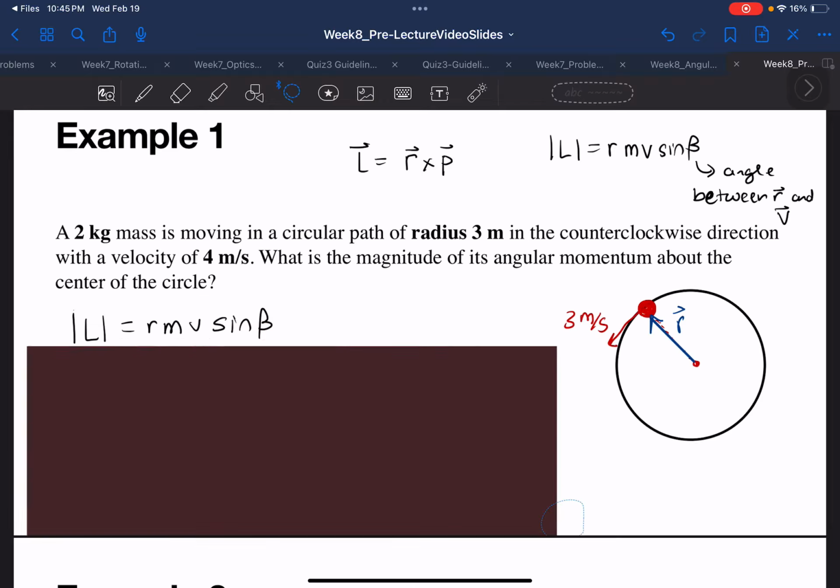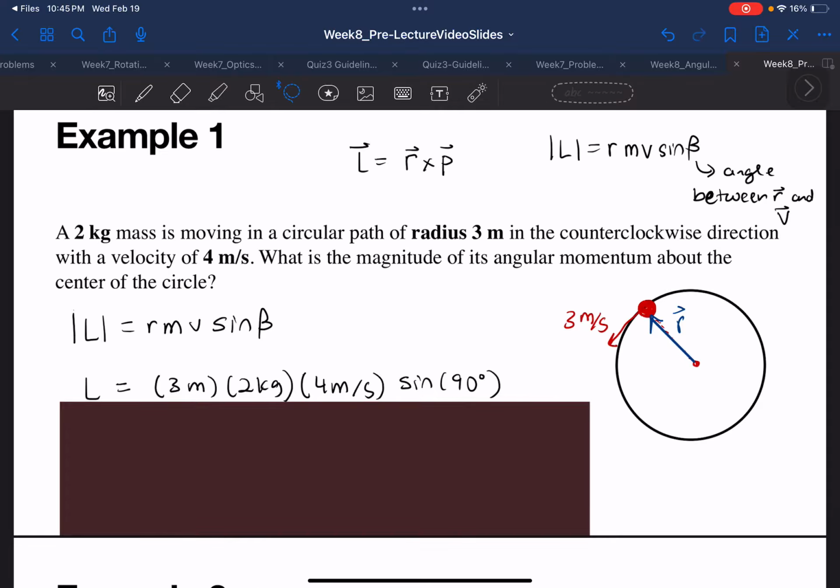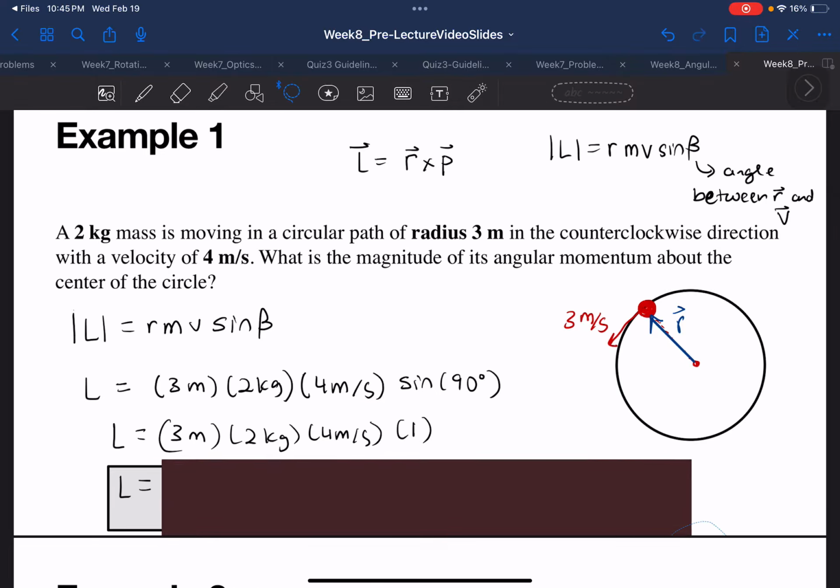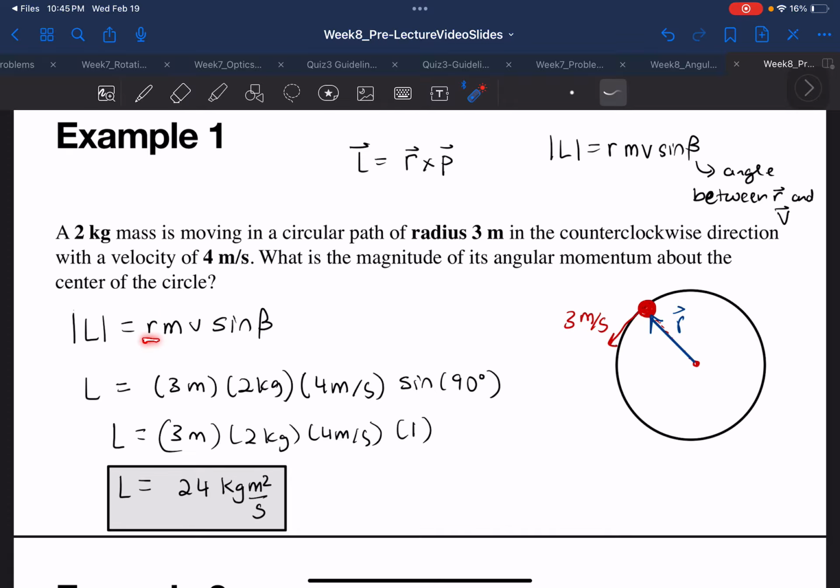So what do we get for this? Basically, we have r is 3 meters, m is 2 kilograms, v is 4 meters per second, sine of 90 degrees, and you get 24 kilogram meters squared per second. This is if you have a point-like object going in circles.